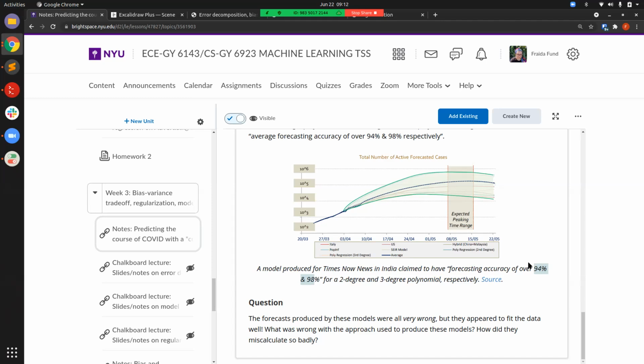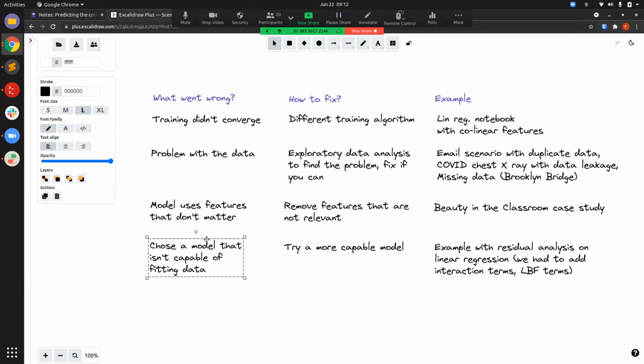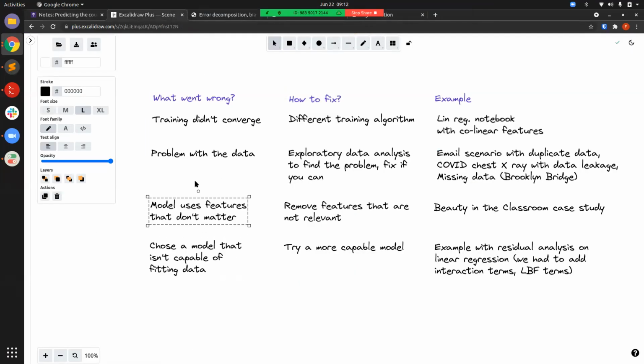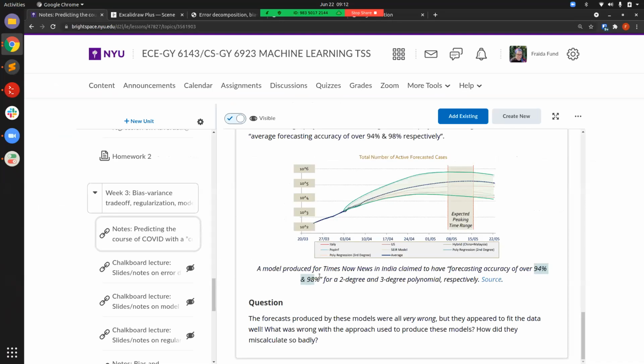Ahmed said maybe it used features that didn't matter. It's possible. The main feature it used was days since the beginning of the pandemic. So I think that's probably a feature that does matter. Does anyone have any ideas what went wrong here?